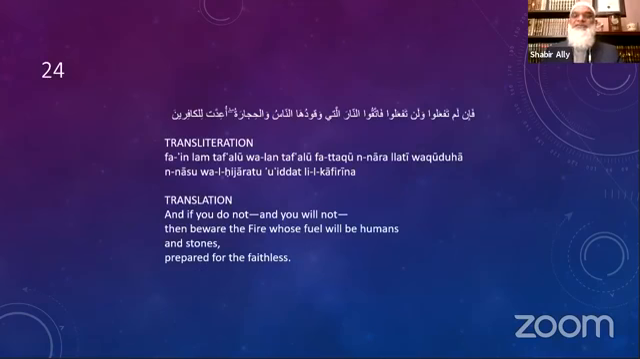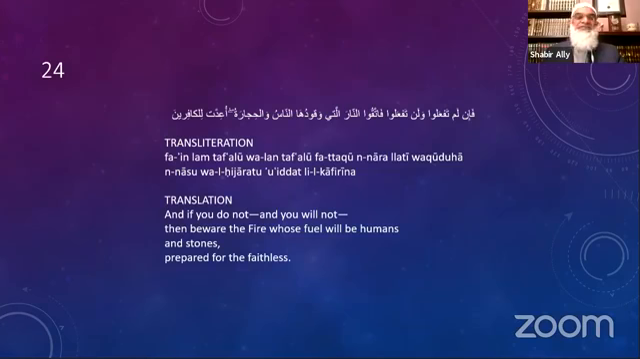So the 24th verse, فَإِن لَمْ تَفْعَلُوا وَلَن تَفْعَلُوا فَاتَّقُوا النَّارَ الَّتِي وَقُودُهَا النَّاسُ وَالْحِجَارَةُ وَأُعِدَّتْ لِلْكَافِرِينَ. I'll read it from the English transliteration to see what needs to be explained there. فَإِن لَمْ, now la, we said, is in yarmalun. So you hear the L sound in yarmalun.